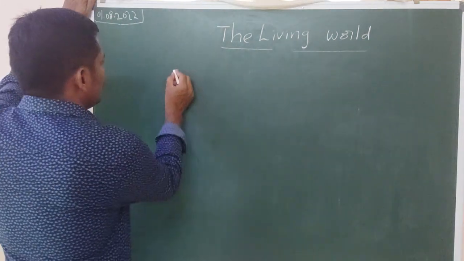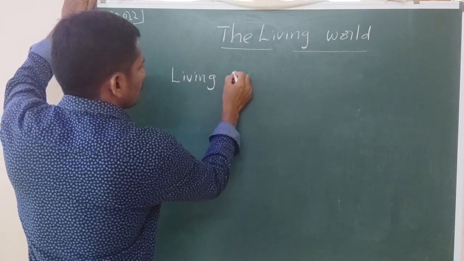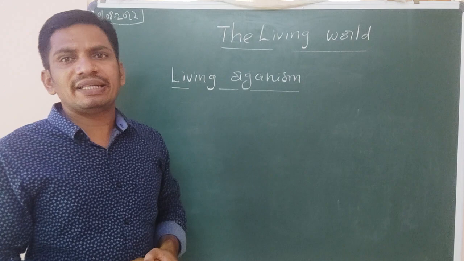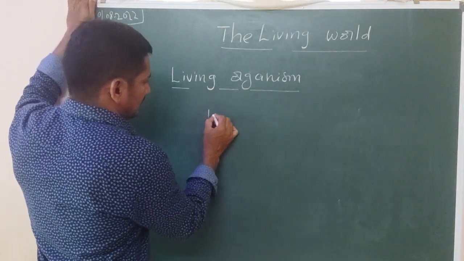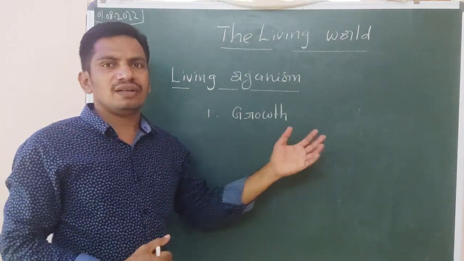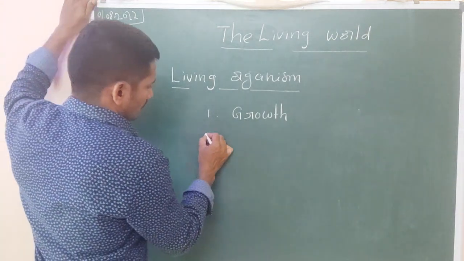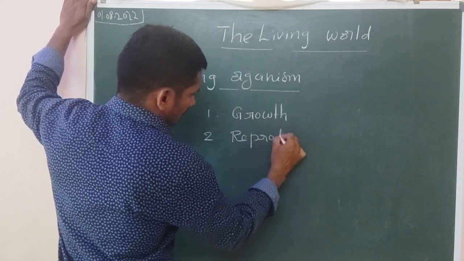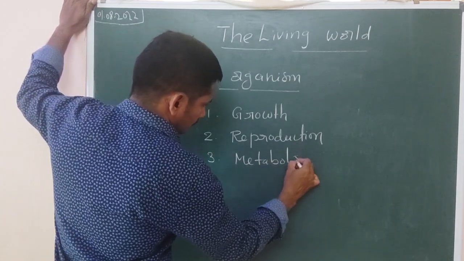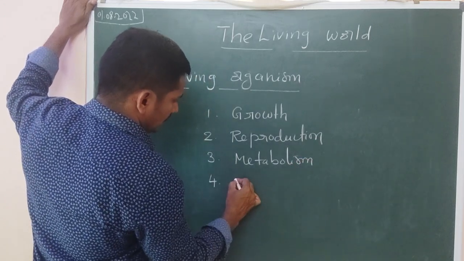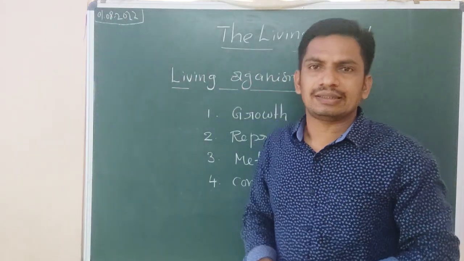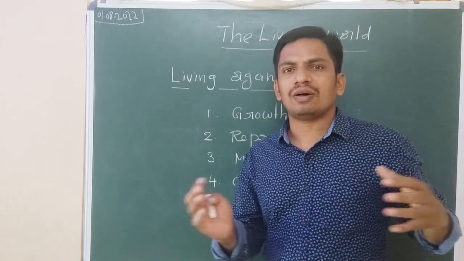So here, living organisms show some fundamental characters. The first character is growth. Growth is the first fundamental character which can differentiate living organisms from non-living organisms. Next one, reproduction. Third one, metabolism. Fourth one, consciousness. These are the four characters we use to differentiate living organisms from non-living organisms.